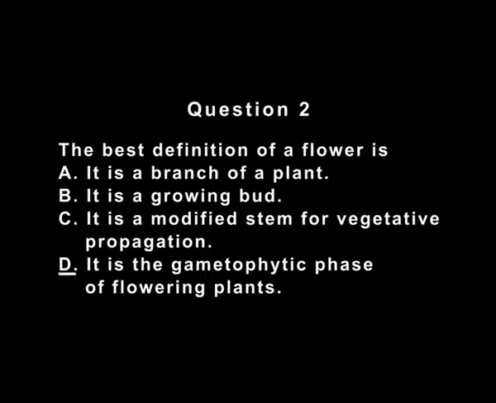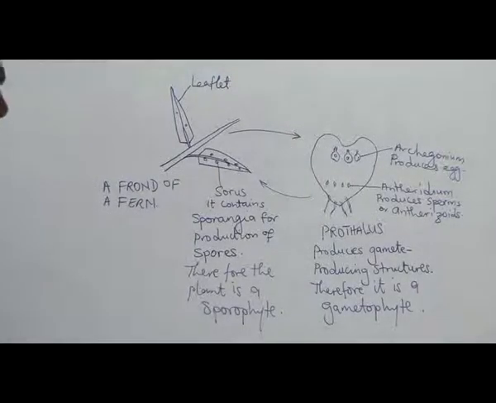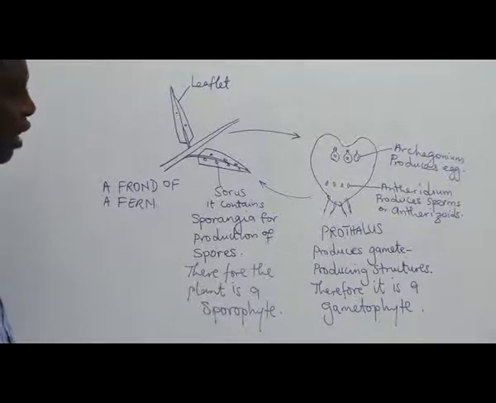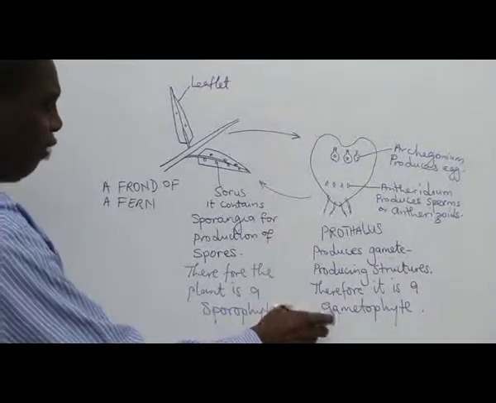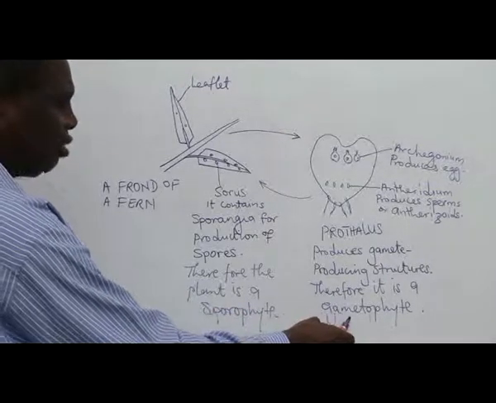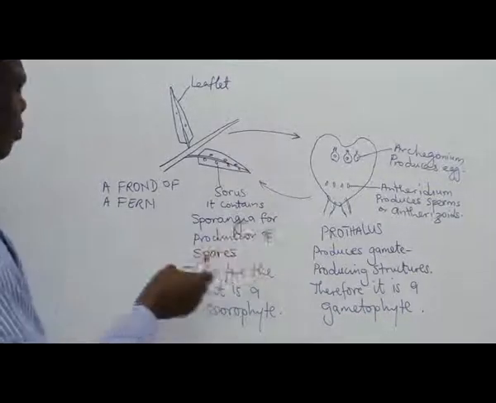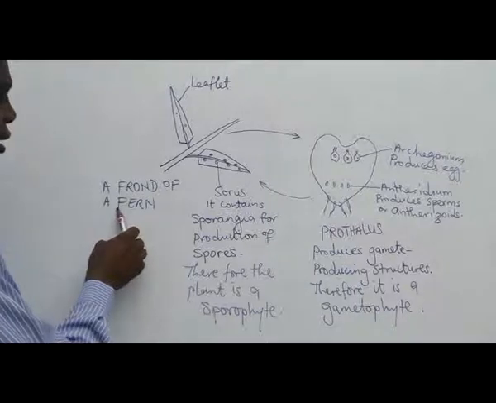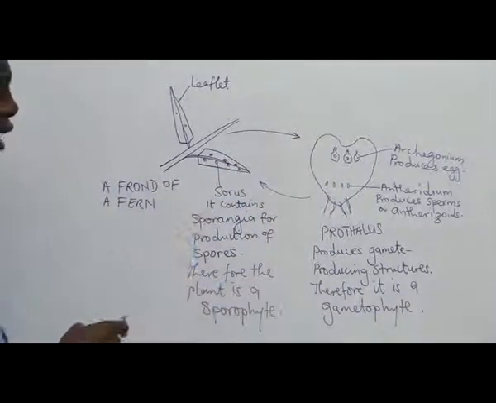That is the answer. But the point is, do we understand the gametophytic phase? We describe a flower as the gametophytic phase of a flowering plant. Now, the word gametophytic stage or phase, we come across this gametophyte and sporophyte in lower plants like fern when we are looking at the life cycle.